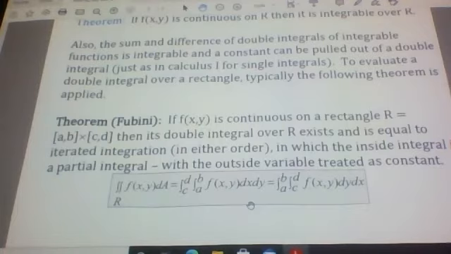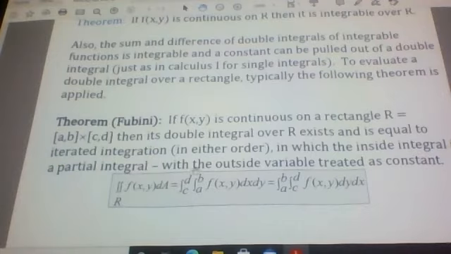So here it is. Fubini's theorem says to evaluate this limit of the sum of all the rectangular parallelepipeds, you can do this iterated integral. It's an integral with respect to x on the inside, and then an integral with respect to y on the outside, just like that double sum was a sum of a sum. This is an integral with an integral.